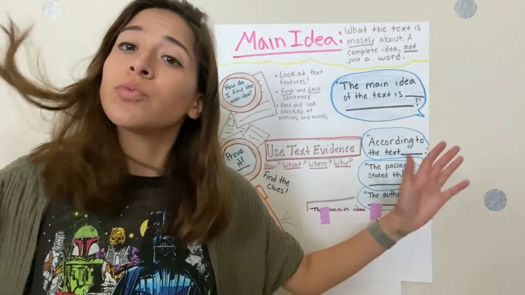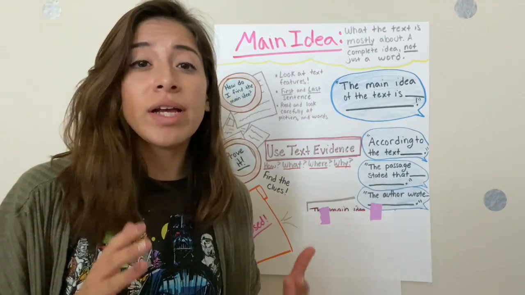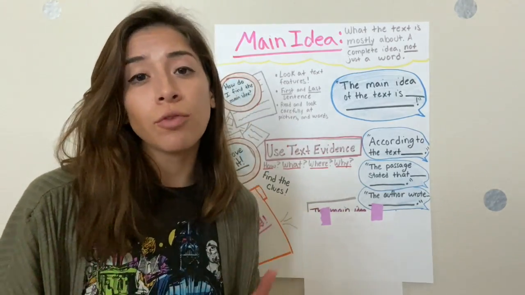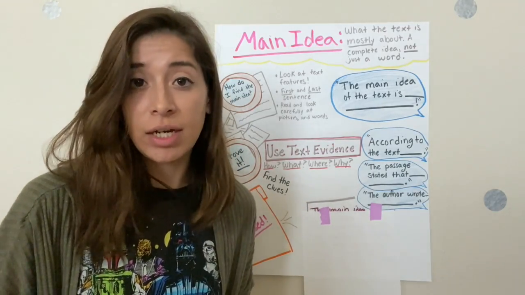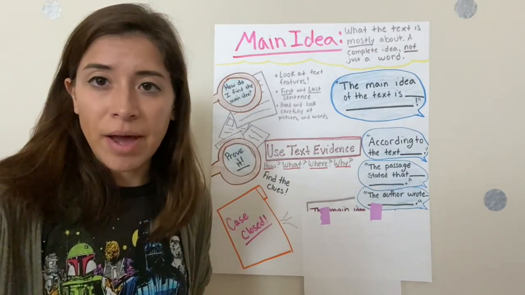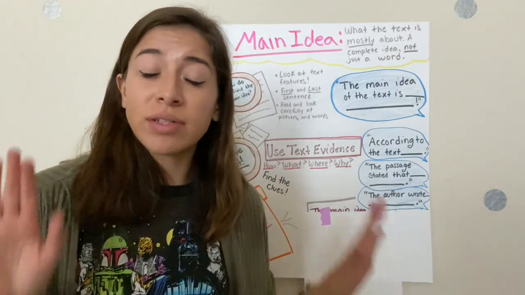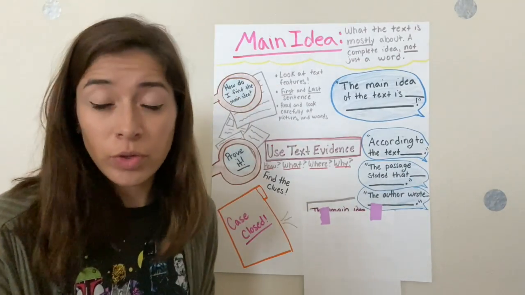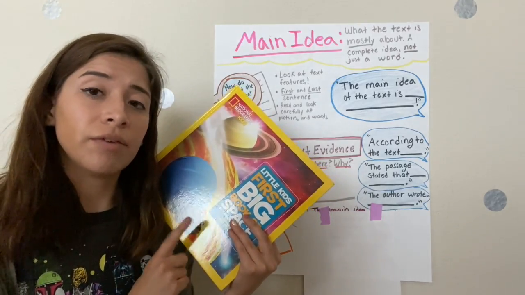Hello everyone and welcome to this week's reading lesson. So as you can see, readers are detectives. You guys are constantly looking for something as you read, especially nonfiction books. You're looking for information. One of those pieces of information you're looking for is the main idea. So what exactly is the main idea? The main idea is what the text is mostly about. A complete thought, not just a word. This is something that is in all books, not just nonfiction. There is a main idea in fiction books and nonfiction. So we're gonna be using my book from last week to find the main idea of a page.